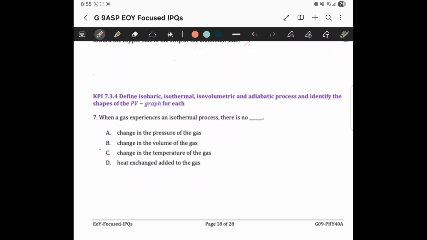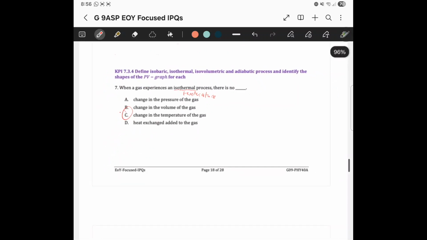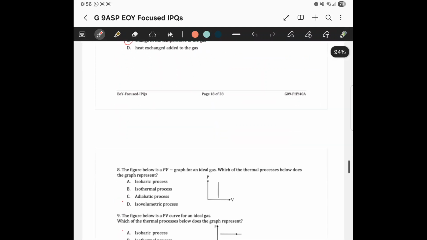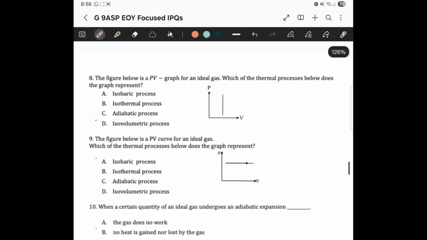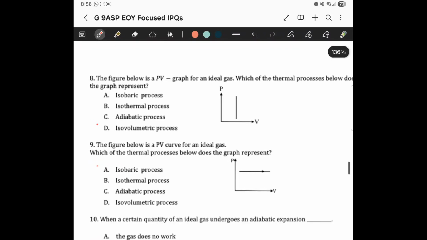Let's have a look. When the gas experiences an isothermal process, isothermal, so there's the clue in the word. Thermal means temperature, so there'll be no change in temperature. Iso means stays the same, it doesn't change. So isothermal is same temperature. Isobaric would mean same pressure. Isovolumetric, same volume. I hope you get the idea. And adiabatic is constant heat.